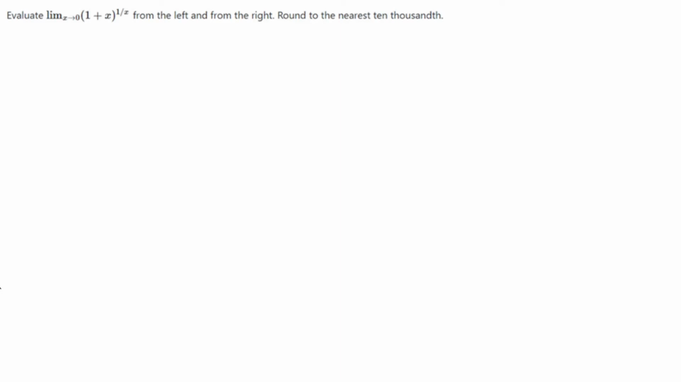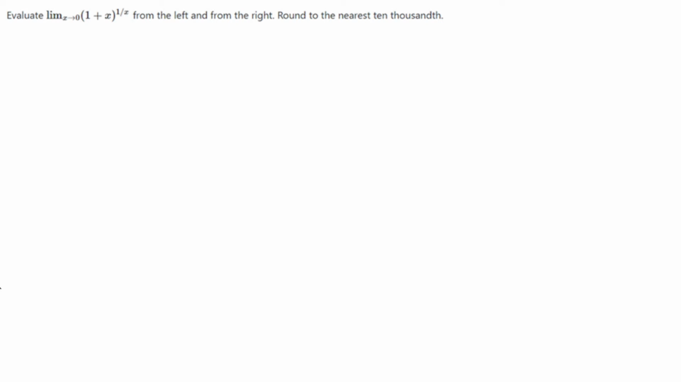Evaluate the limit as x approaches 0 of (1 plus x) to the power of 1 over x from the left and from the right, round to the nearest 10,000th. So here we're going to evaluate this limit numerically by creating a table, actually two tables. One table will represent us approaching the limit from the left, and the other table representing the limit as we're approaching it from the right.